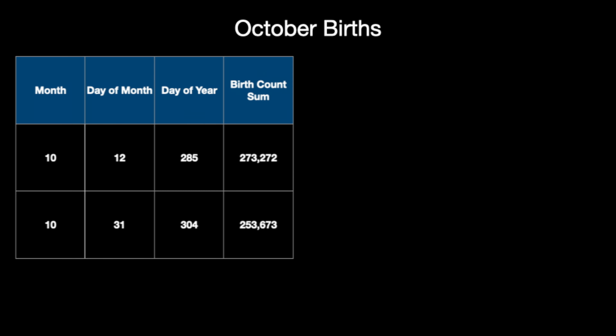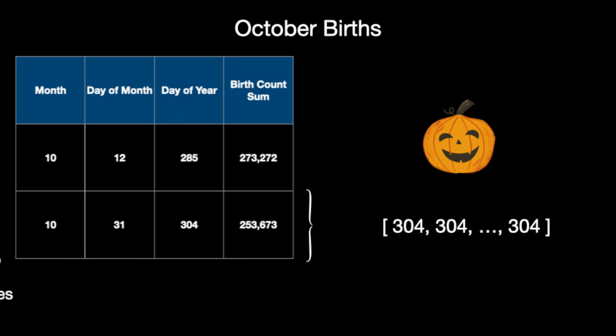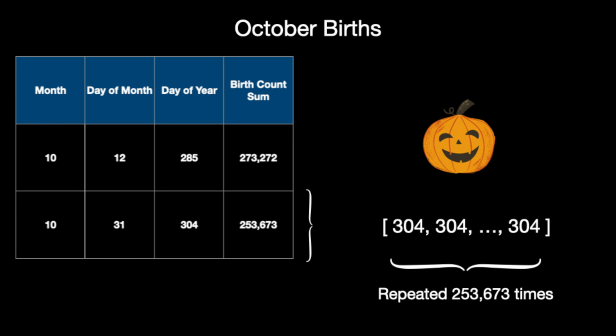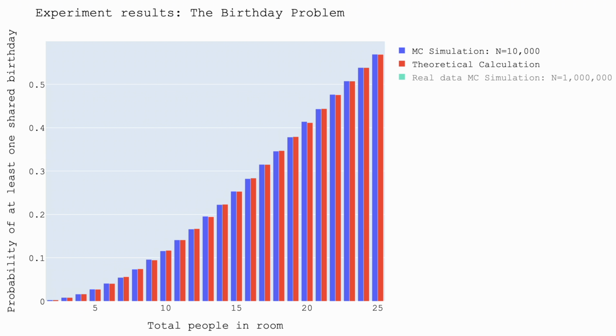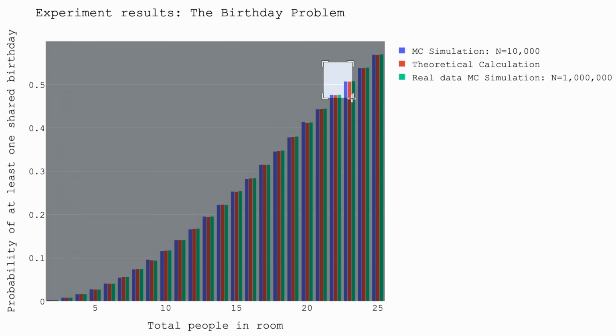To perform a Monte Carlo simulation using this data, we need to create a data distribution. We can do this by taking a given day of the year and then repeating it by the total birth count sum. So Halloween, which is day 304, gets repeated 253,673 times. We create an array like this for every single day, glue it together, and then we randomly sample from that glued together array. Doing so for each of our values of n of interest results in this graph, the real data MC simulation, where we've used 1 million simulations per number.